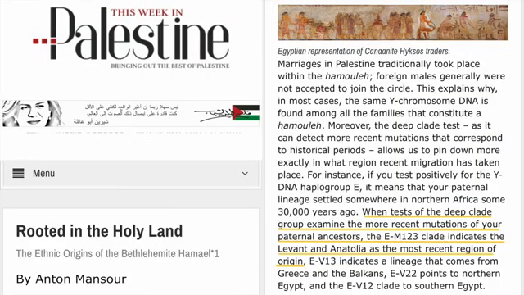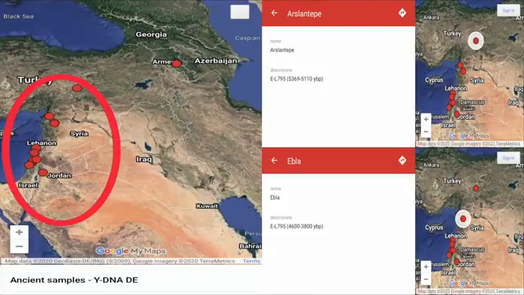And according to the web page This Week in Palestine, titled Rooted in the Holy Land, it reads, when tests of the deep clade group examine the more recent mutations of your paternal ancestors, the E-M123 clade indicates the Levant and Anatolia as the most recent region of origin, and we have found samples of E-M123 and members of that branch within the Levant as well as in Anatolia around the time of the early Bronze Age and late Chalcolithic.